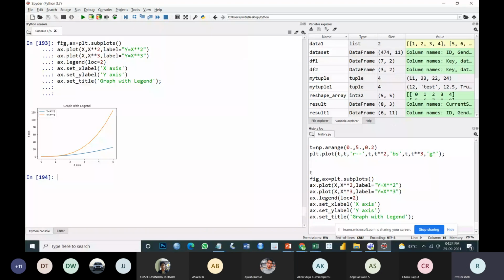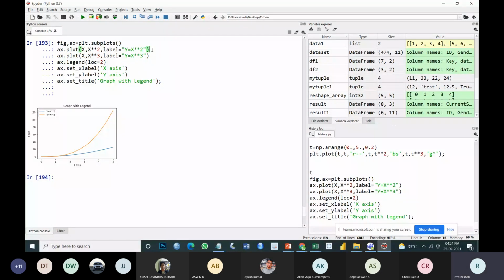Fig, comma, ax is a variable name, equal to plt dot subplots. We can use the subplot function. So if you use a subplot, we can take the reference. ax dot plot, plot is a function name, of x comma x square comma label equal to y equal to x to the square.